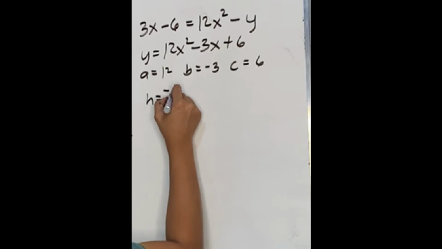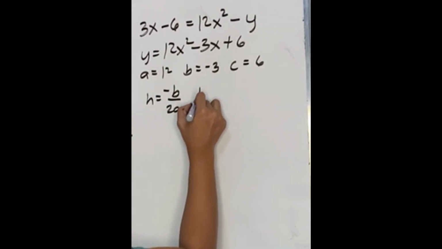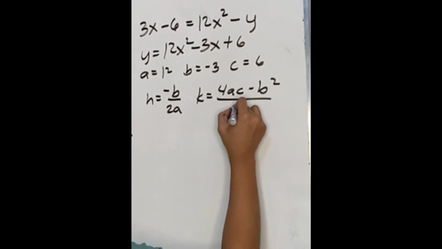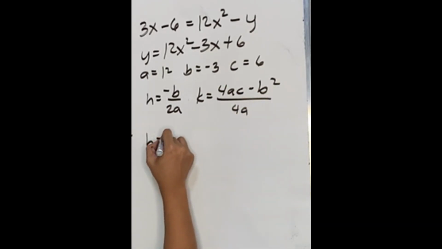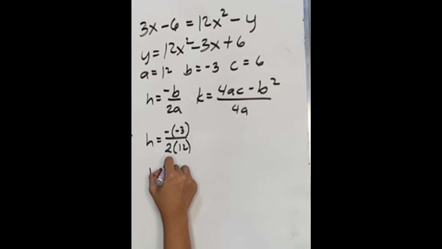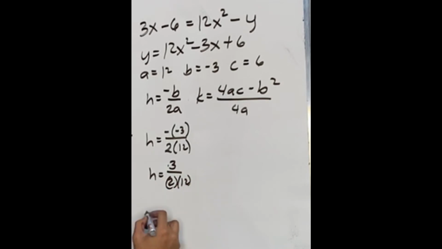H is equal to negative B over 2A, and K is equal to 4AC minus B squared all over 4A. H is equal to negative of negative 3 over 2 times 12. H is equal to 3 over 2 times 12. We could reduce 3 and 12. That will become 1 and 4. H is equal to 1 over 2 times 4, which is 8.